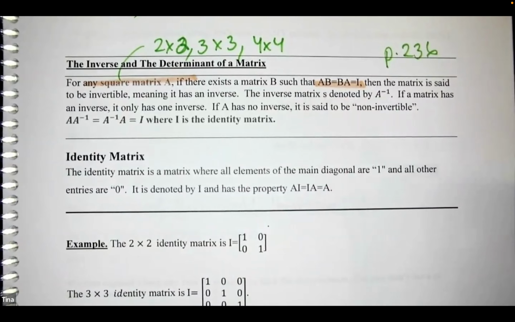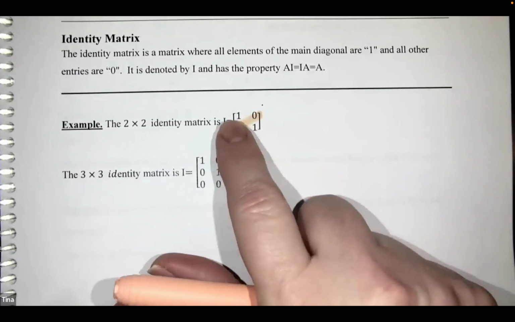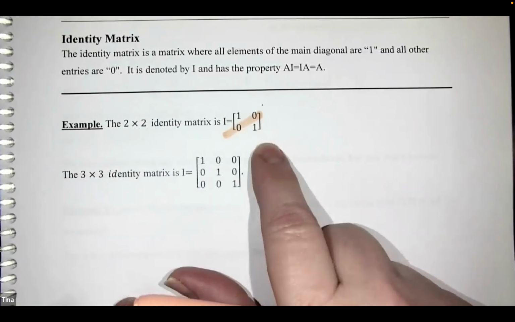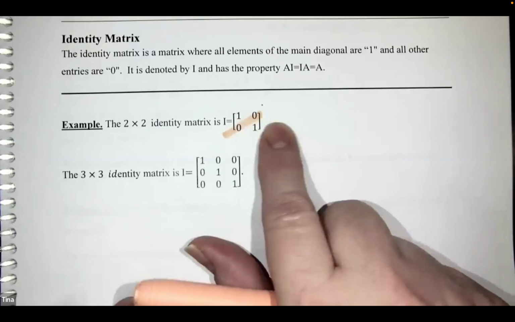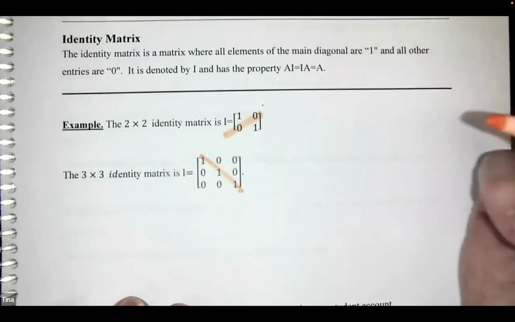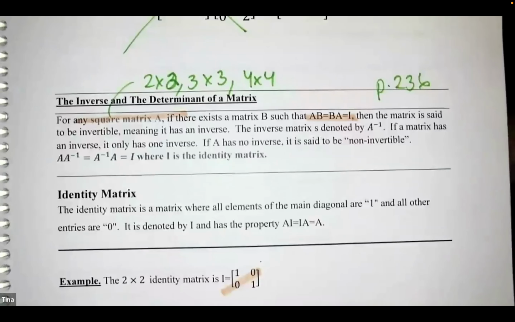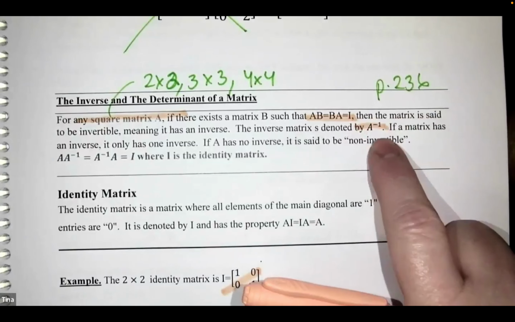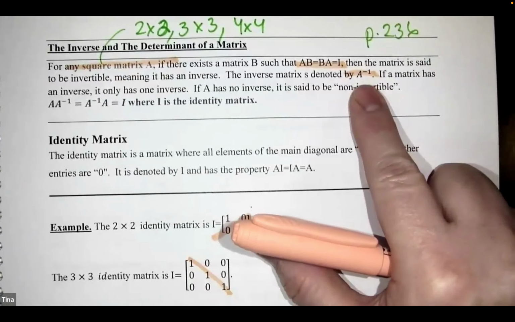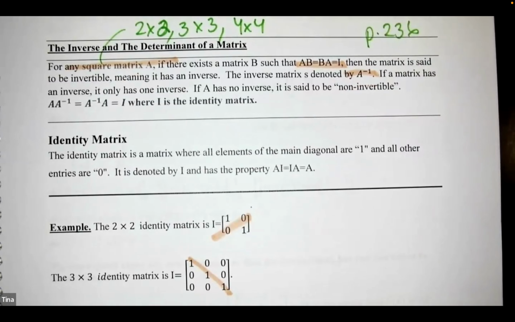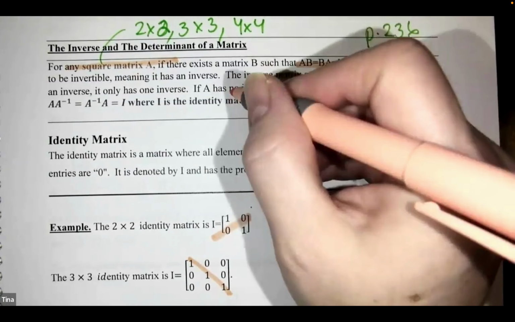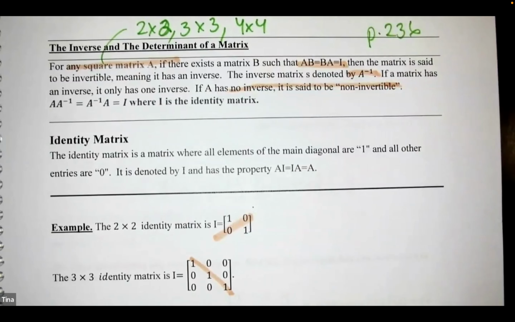So remember the identity is, for a 2 by 2, 1, 0, 0, 1. It has ones along the main diagonal and zeros everywhere else. So this would be a 3 by 3 identity. Ones on the main diagonal, zeros everywhere else. And if it has an inverse, the inverse is denoted with a little -1 on the exponent. The inverse is unique, so there's only one inverse. If there's no inverse, you can say there's no inverse, or you can say it's not invertible.